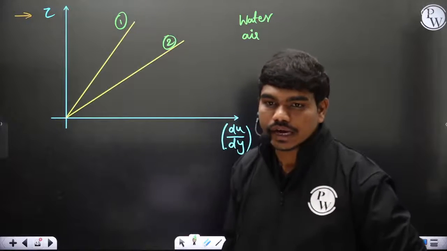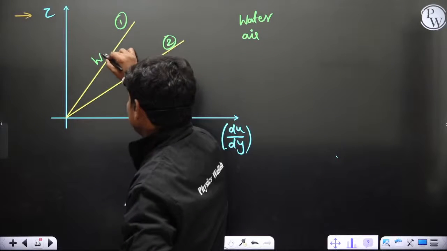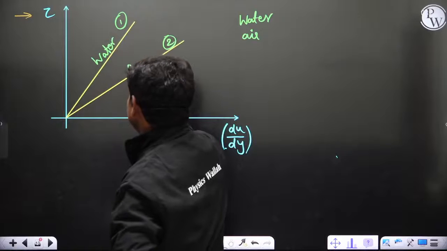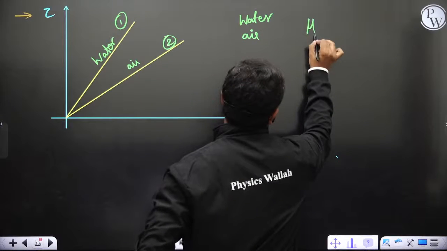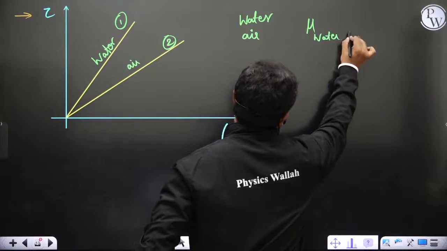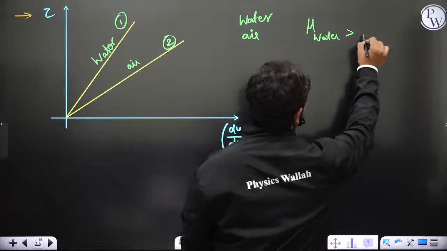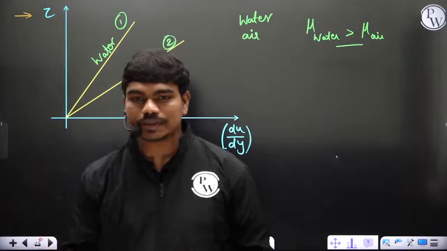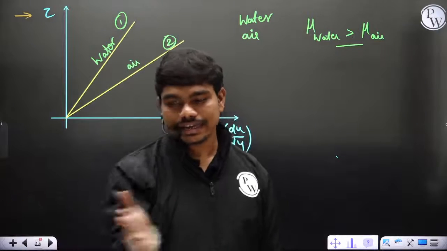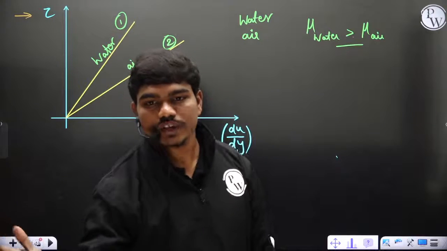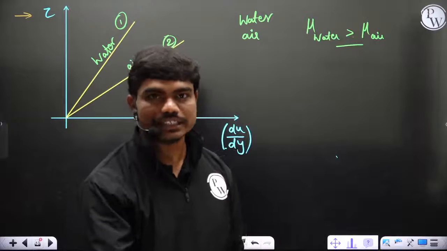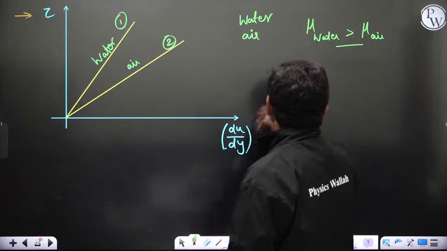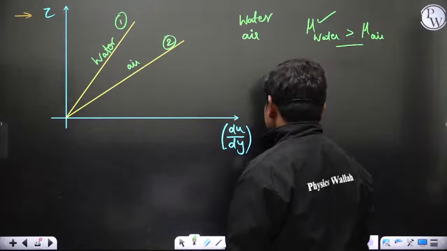Anyone? Yeah, obviously this is for water and this is for air. Why? Because the dynamic viscosity of water is actually very large as compared to the dynamic viscosity of air. Okay, how do you know? Because practically, moving your hand in air is easy as compared to moving your hand in water, because water offers you high resistance.